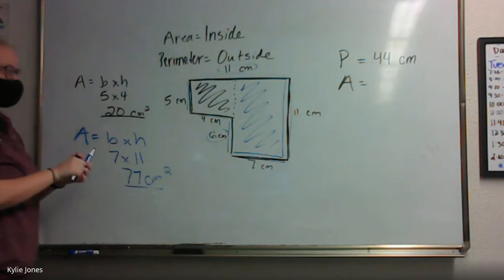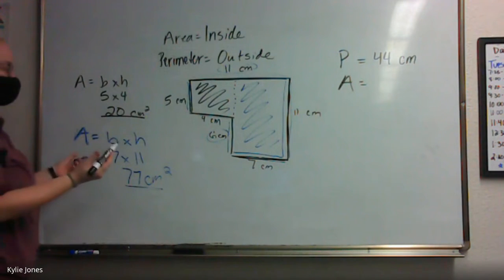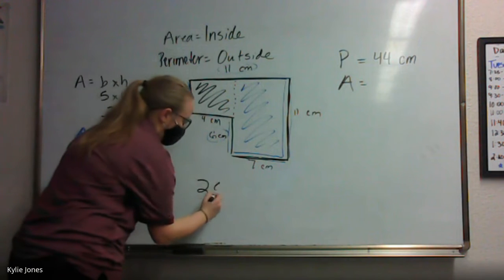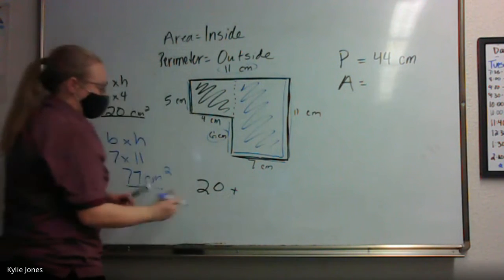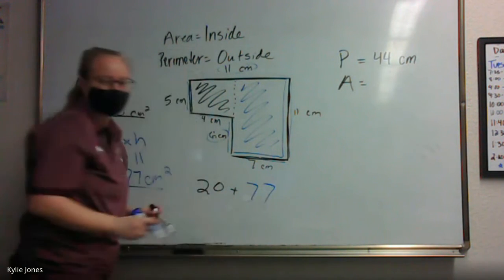So now we have the area of the black rectangle and the area of the blue one. How do I find the total? You have to add them. 20 plus 77. 97.